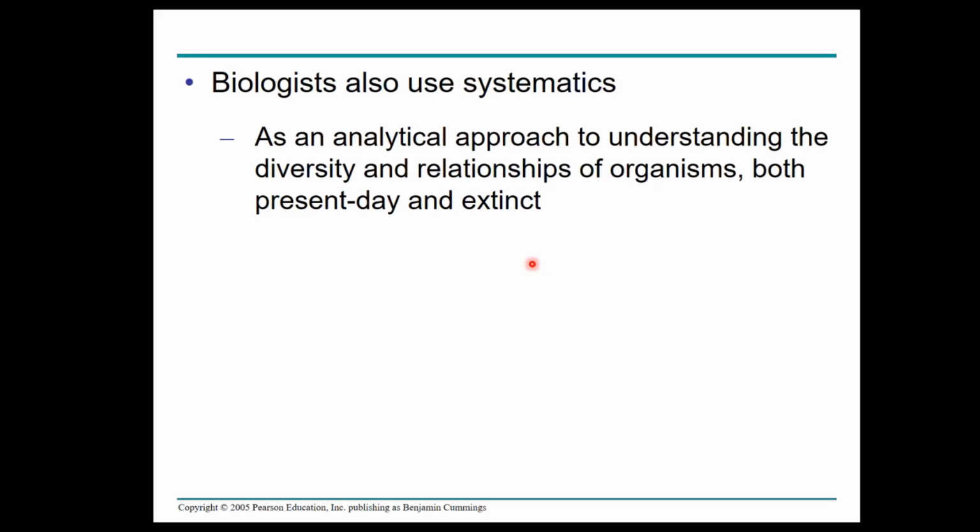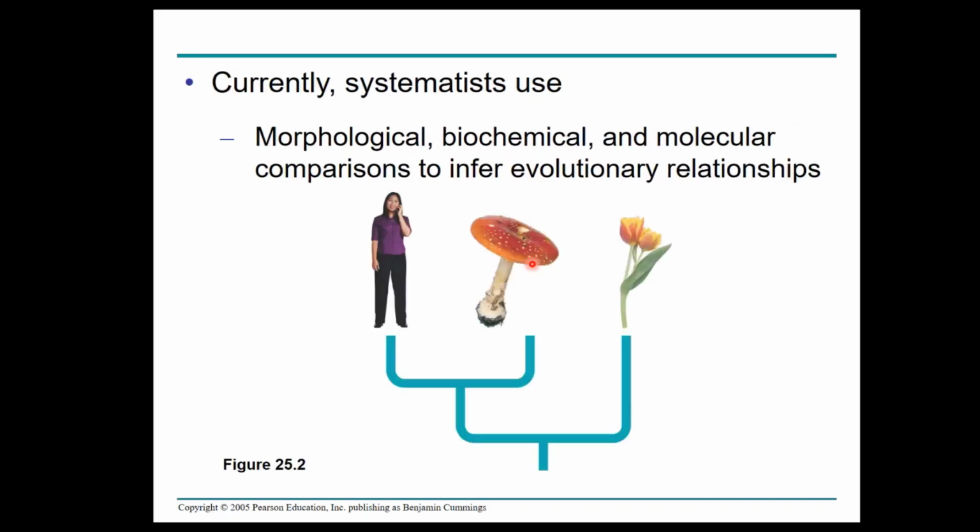And currently systematics uses morphological, biochemical, and molecular comparison to infer or differentiate evolutionary relationships. So you can differentiate in terms of morphology, biochemical, and molecular. Morphology is how you see it, and the molecular comparison will be your genes, genetics, and genomics identification, where we are able to identify.